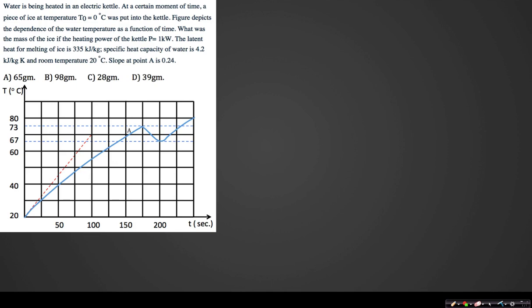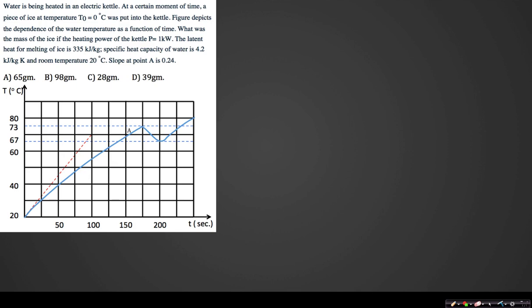It says that water is being heated in an electric kettle. At a certain moment of time, a piece of ice at 0 degrees Celsius was put into the kettle. Now, the figure depicts the dependence of the water temperature as a function of time.